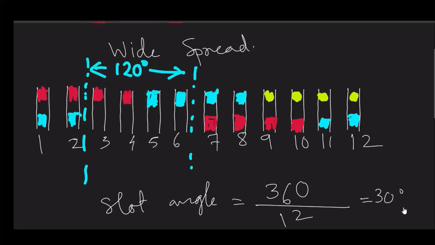Now the remaining slots would be occupied by C, and you can also verify that. 9 plus 6, that is 15, 15 minus 12, 3. Then 10 plus 6, 16, that is 4. Then 11 plus 6, 17, that is 5, and 12 plus 6, 18, that is 6. So you can see how the widespread connections are.